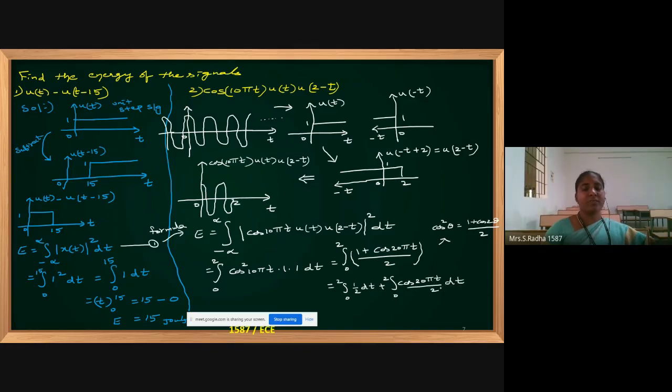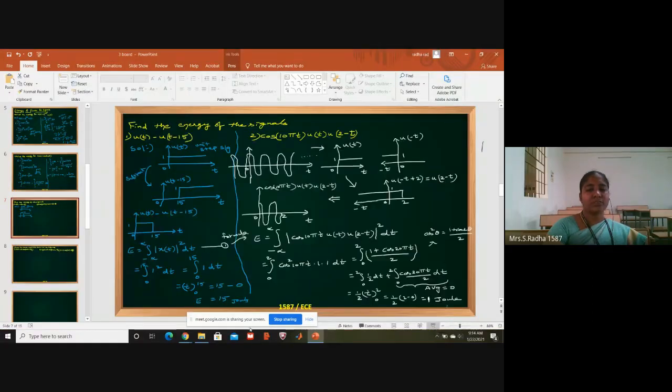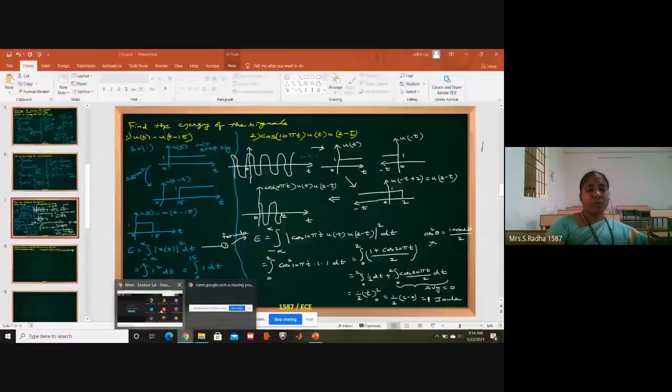Whenever a periodic signal is there, the integration of that over full cycles has average value 0. So the first term alone we need to operate. Half into integration of 1 is t, substitute the limits 0 to 2, and it is half into 2 minus 0. Half into 2 is 1, and the answer is 1 joule. So this is the calculation of energy for the given two signals. We will move on to the next problem.